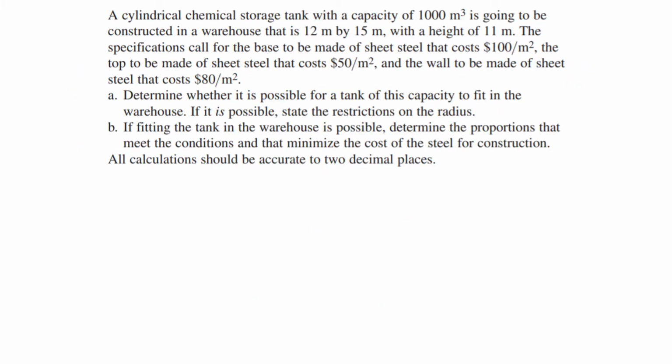So a cylindrical chemical storage tank with a capacity of 1,000 meter cube is going to be constructed in a warehouse that is 12 meter by 15 meter with a height of 11 meter. So first, before doing anything or reading further, I'm going to try to understand what it means by this. So right now I have a cylindrical chemical storage. I'll try to draw it like something like this, okay?